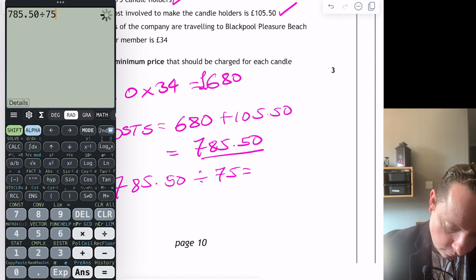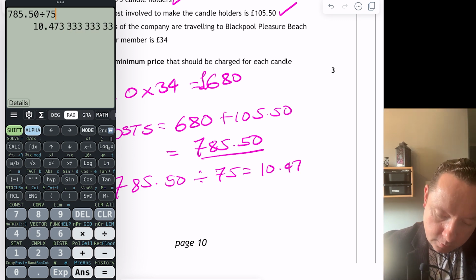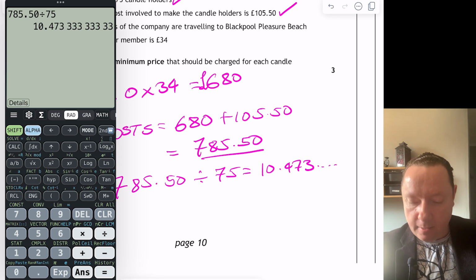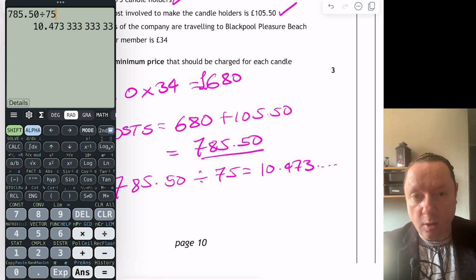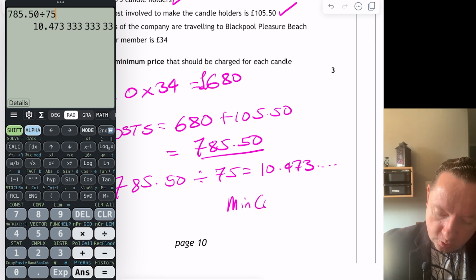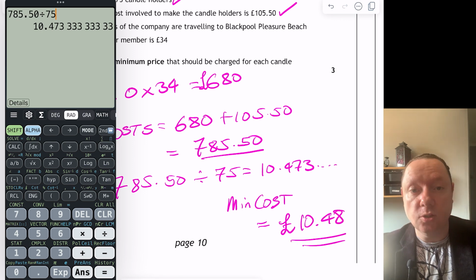That gives me 10.473. Now, in this case, I actually want to round up. This is a bit of a weird one, because if you think about it, I want to make the money to actually get to Blackpool. If I round down, I'll be short by pennies for every single sale. So the minimum cost is a round up on this one. So it's £10.48. But don't worry too much about your rounding if you're unsure about that.